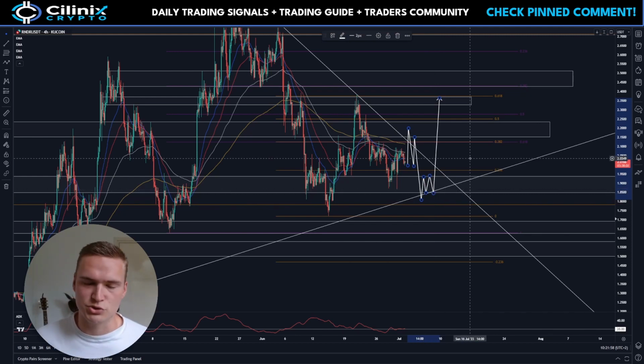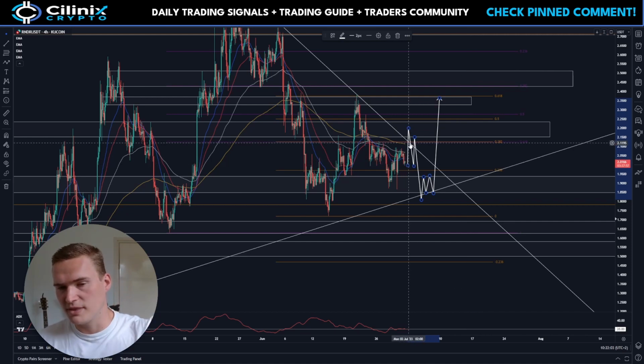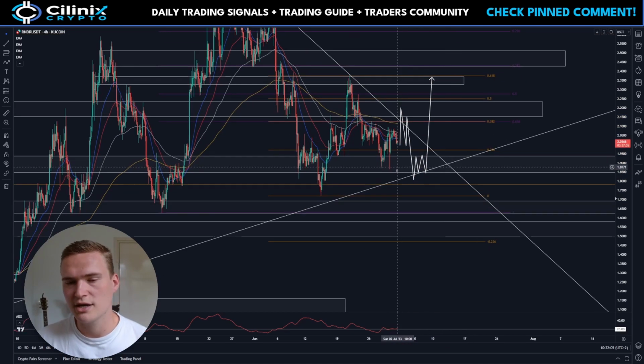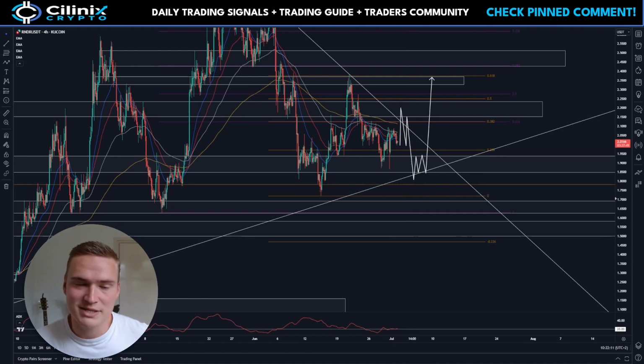So that just depends. On the short term, like I said, I expect a bit of a liquidity grab up top, then followed by a continuation of the trend down to our significant support level around 1.8 and 1.85, and then from there we'll see again. But that's my take on Render for now.